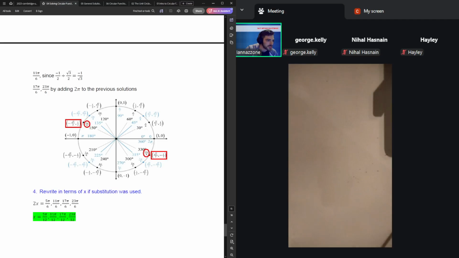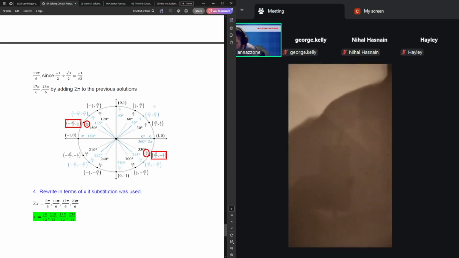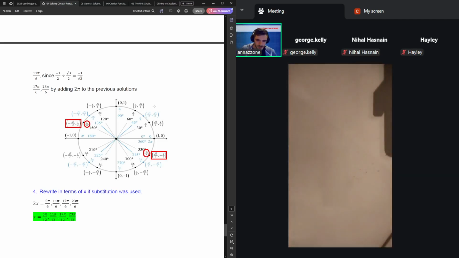That's about it for all the key examples on the solving of circular functions. Do we have any questions there? We'll get into some practice for sure, but if there's anything I should clarify before that, let me know.